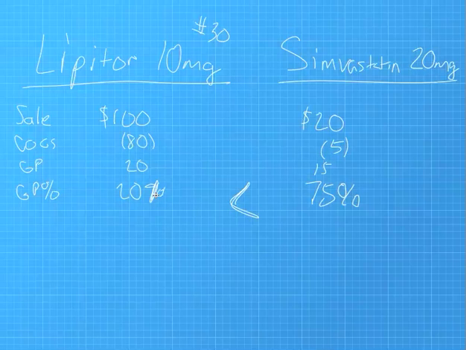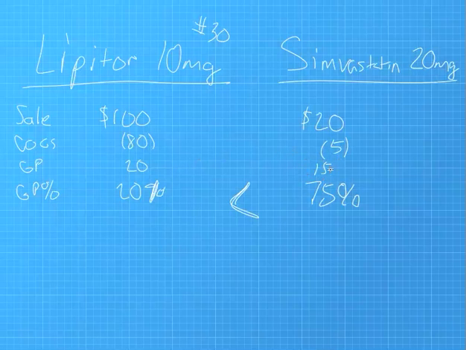However, if you look at what dollars are actually coming in, a wise independent pharmacist once told me that he can't pay his bills with a percentage. So while the 75% looks good, the actual gross profit dollars was just $15 compared to $20 here with the Lipitor. So for every one prescription sold of the Lipitor, the overall cost to the patient was $100, nearly 5 times the amount of the simvastatin. But the pharmacy actually made $5 more.